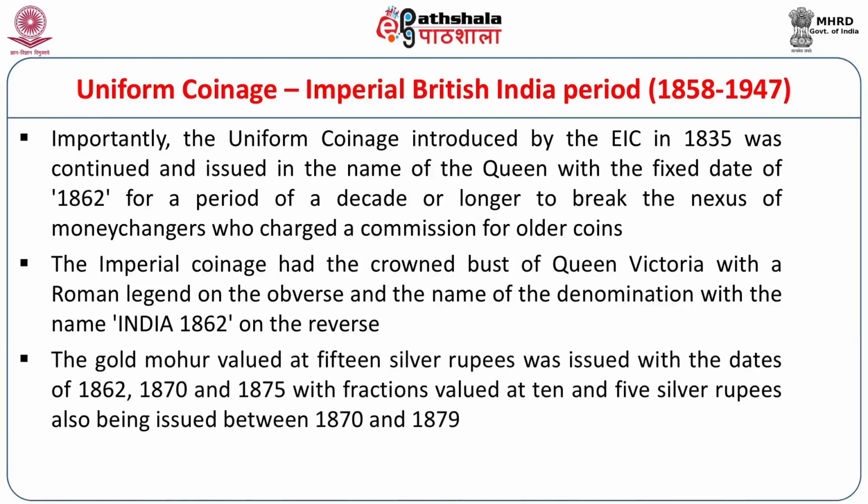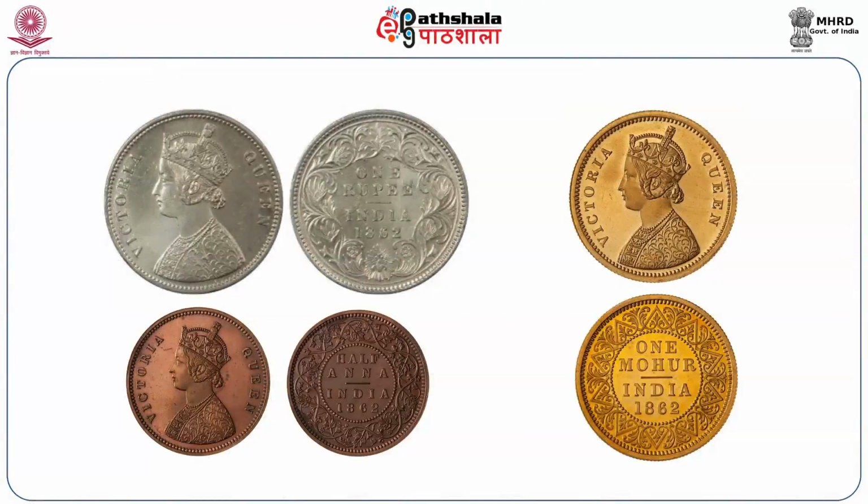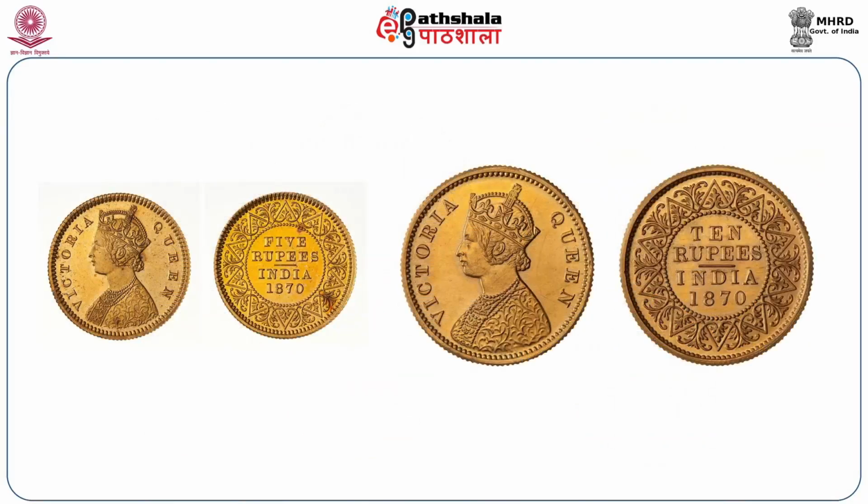The gold mohr valued at 15 silver rupees was also issued in 1862, but much later, 1870 and 1875, fractions valued at 10 and 5 silver rupees were also issued. So we look at the coinages of 1862, the silver rupee, the one mohr of 1862. If you look very closely at the Queen's visage, she appears with a very elaborate dress and a crown. And we look at the 10 rupees and 5 rupees issued in 1870 and 79.